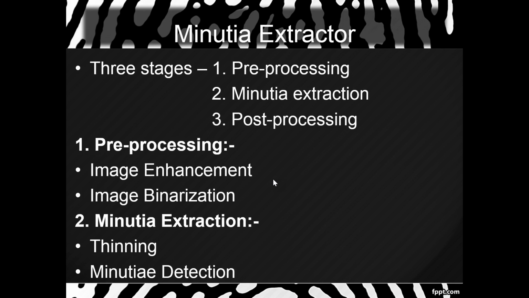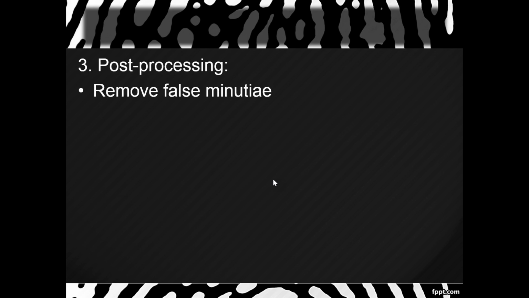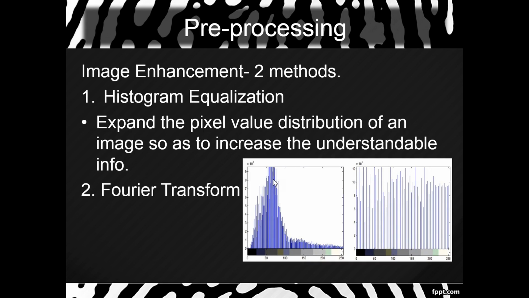So the minutiae extractor. There are three stages in the minutiae extractor, which are pre-processing, minutiae extraction, and post-processing. Pre-processing has two stages again, which are image enhancement and image binarization, and minutiae extraction again has two stages, which are thinning and minutiae detection. I'll be explaining the terms later in the presentation. Post-processing is the removal of the false minutiae, which are basically not used for the extraction and matching, which are redundant.